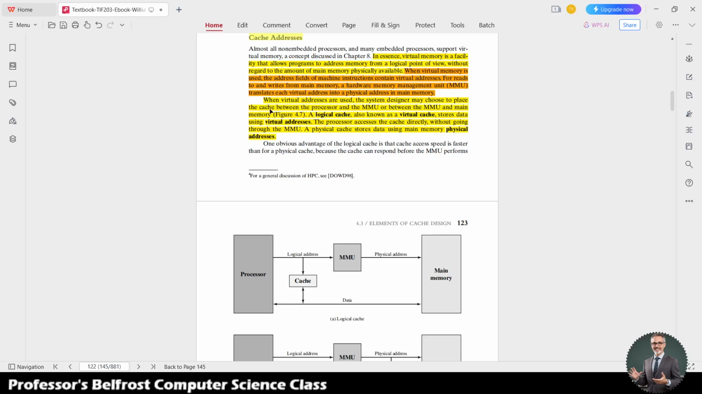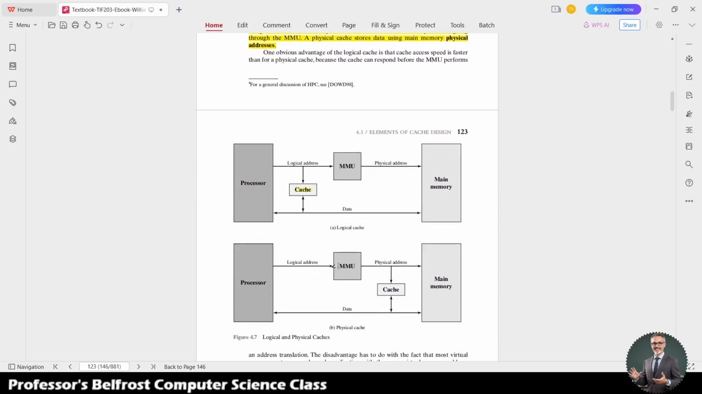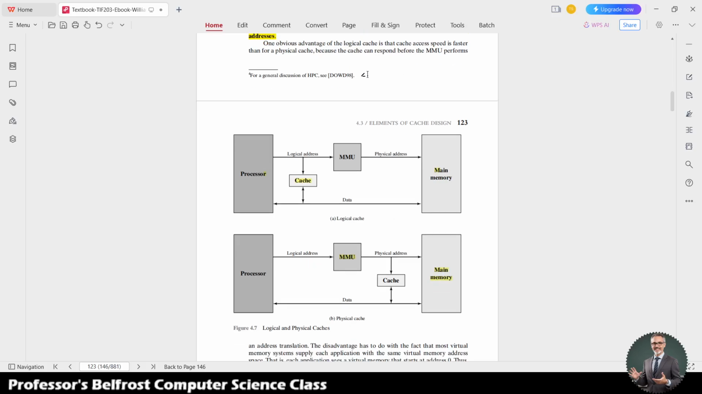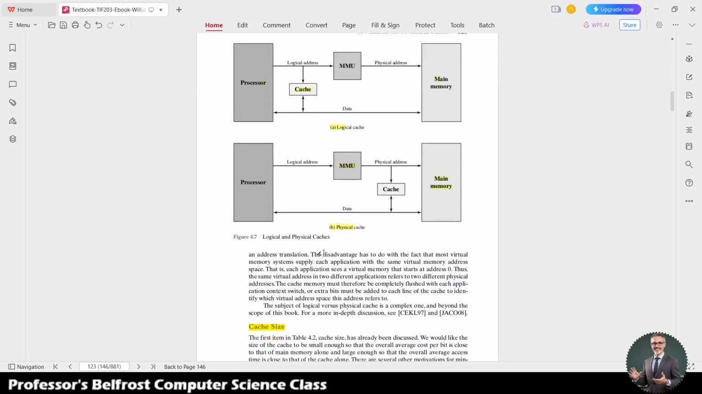Okay, so you see the cache between the MMU and the main memory. There are two kinds. One obvious advantage of the logical cache: the first one outlines the logical cache structure, and the second one outlines the physical cache structure. In the logical cache, access speed is faster than the physical cache because the cache can respond before the MMU performs an address translation.